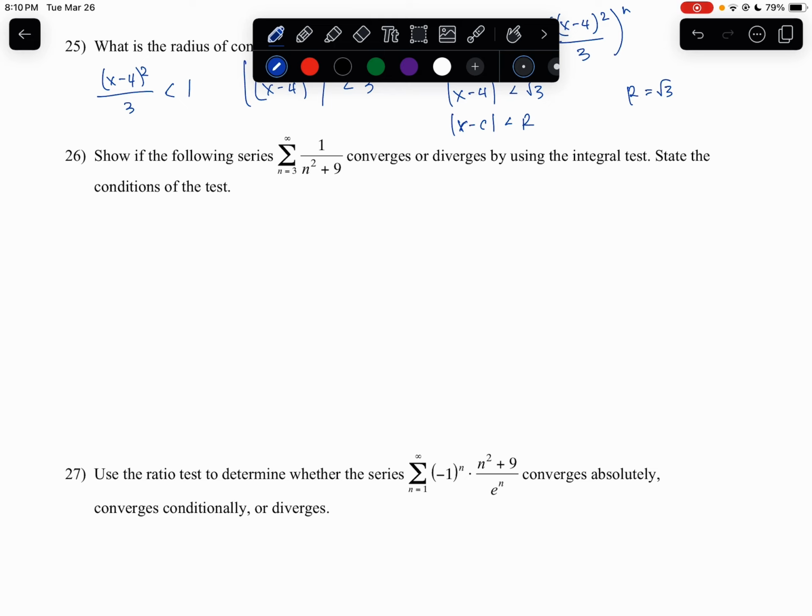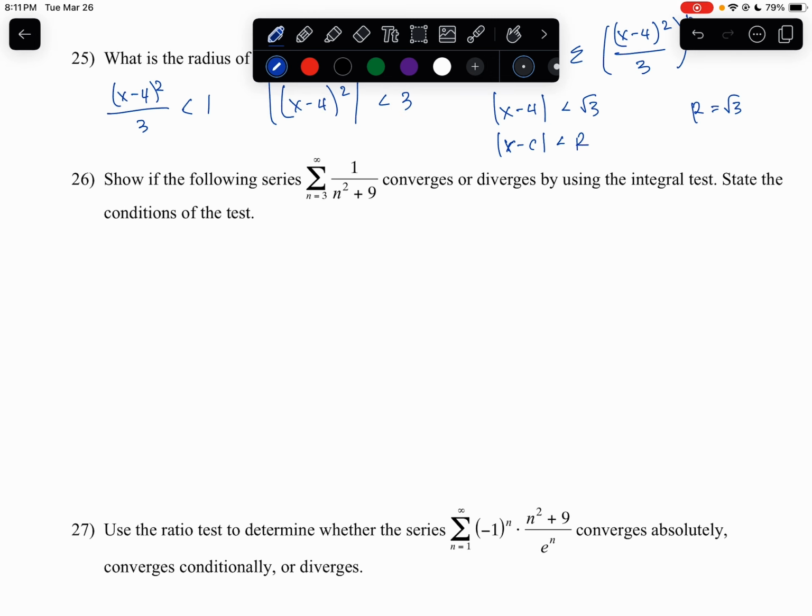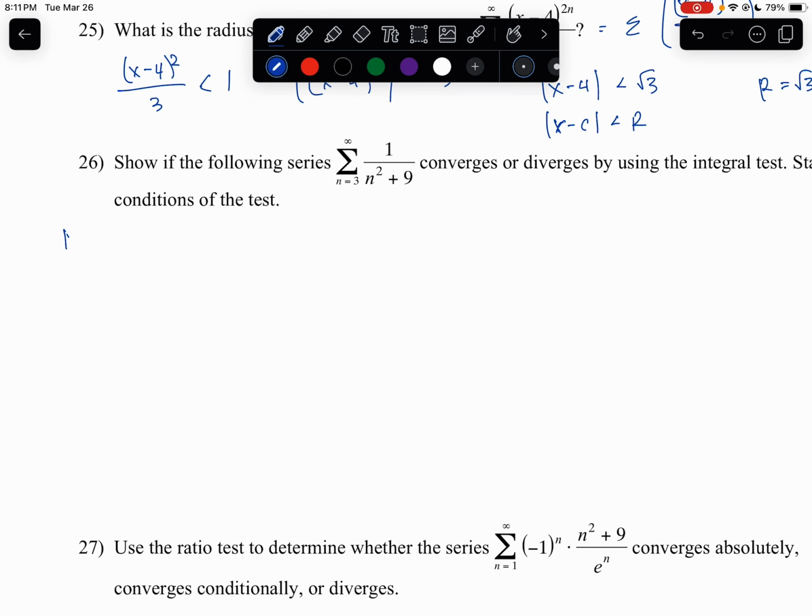Show if the following series converges or diverges by using the integral test. Okay. So, the limit as n approaches infinity of the integral from 3 to n of 1 over x squared plus 9, dx.